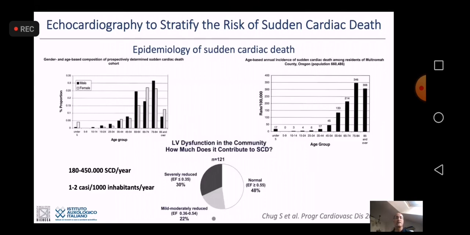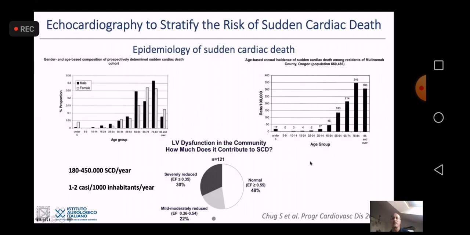First of all, let us look at the epidemiology of sudden death, and we see that this is really a big problem with a lot of patients dying of sudden death per year. The epidemiology shows a prevalence in males in most of the age groups, increasing with the increasing age of the patient. This is also paralleling the epidemiology of coronary artery disease, which will be the main cause, as we will see.